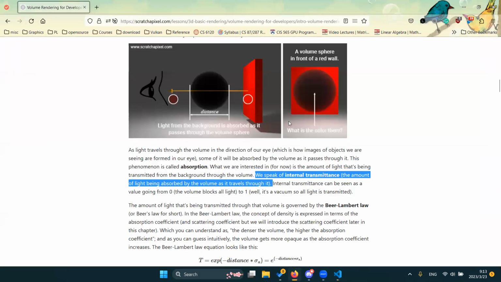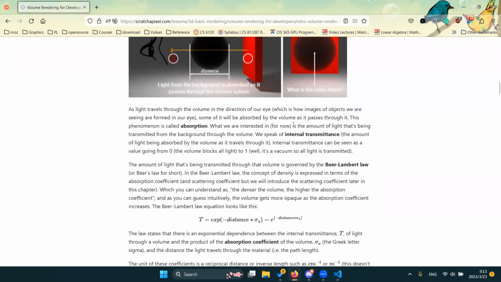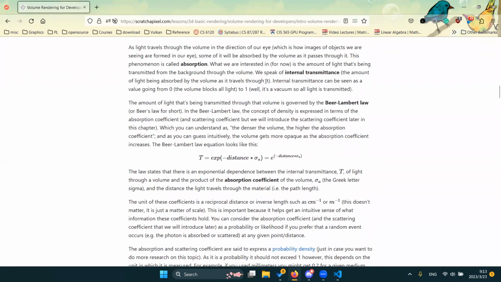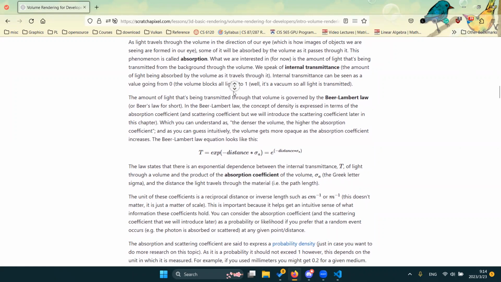I'm in their Discord server, so I can just tell them this, or if they have a pull request or something. So is what they're saying the opposite? Internal transmittance is the amount not absorbed? Yeah. Transmittance equals 0 is like everything gets absorbed. 1 is like nothing gets absorbed. Maybe something like attenuation might make more sense.